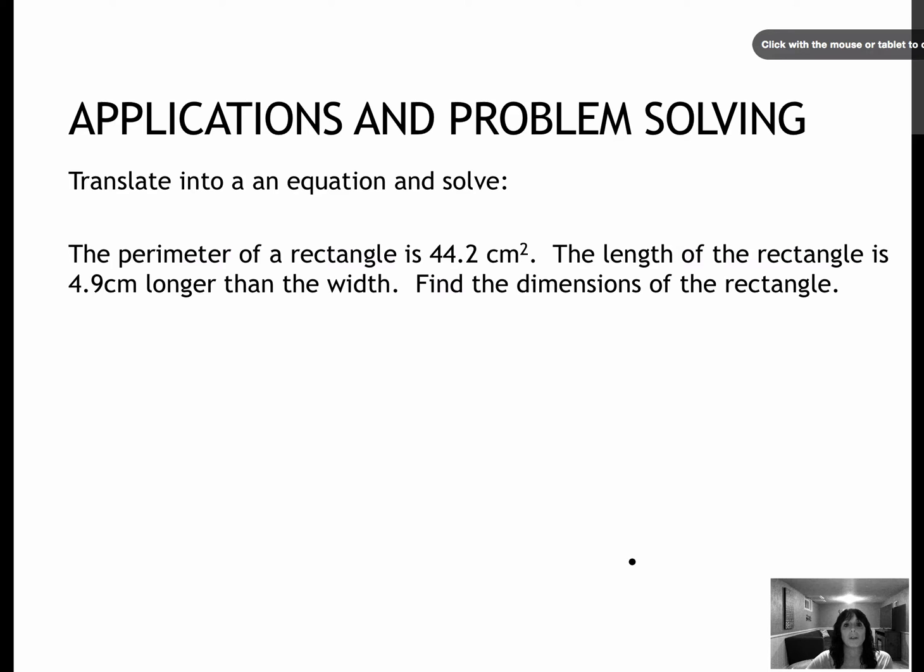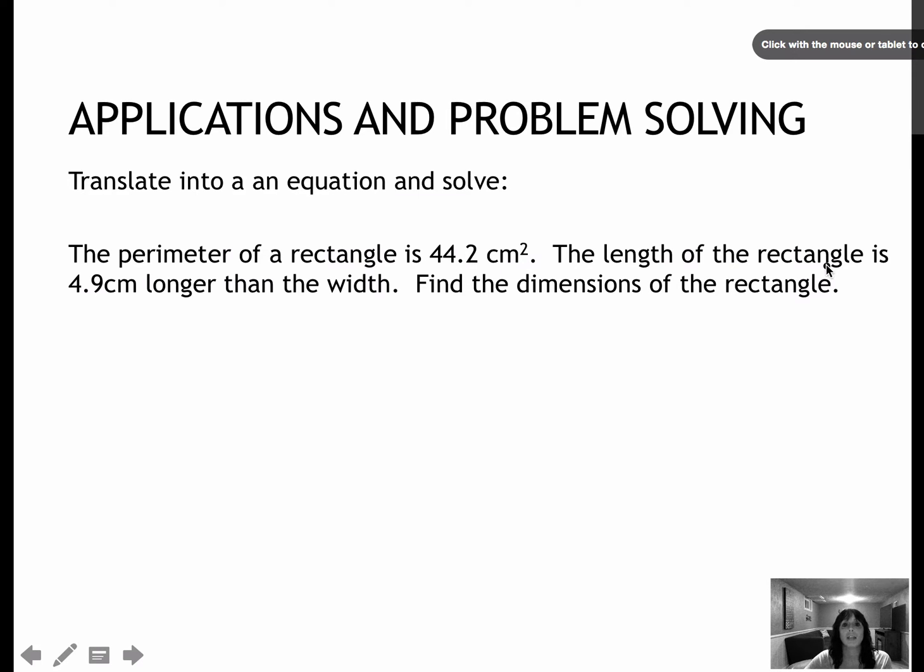Next, we have the perimeter of a rectangle. So remember, that's the distance around is 44.2 centimeters. And the length of the rectangle is 4.9 centimeters longer than the width. So I know to find the perimeter, I have to take 2 times the length and 2 times the width, and that should equal 44.2.